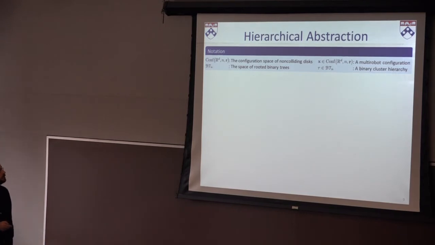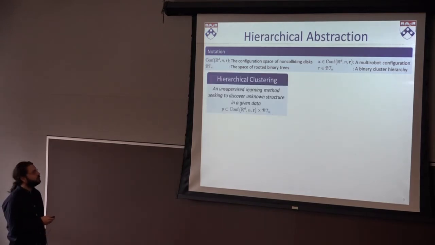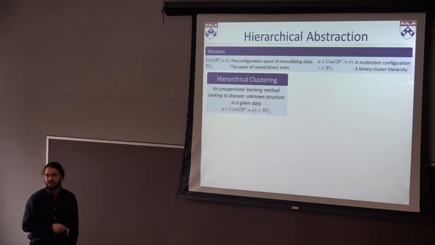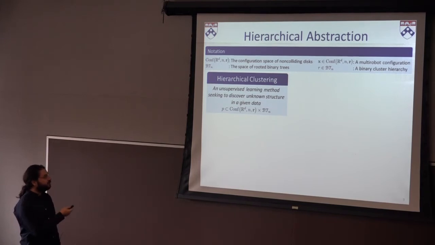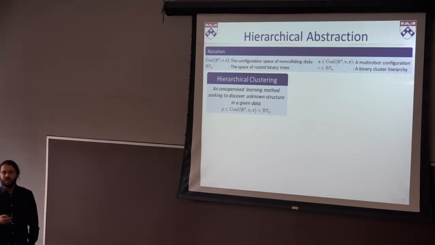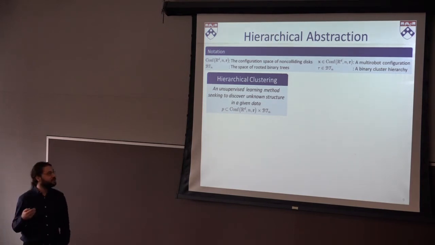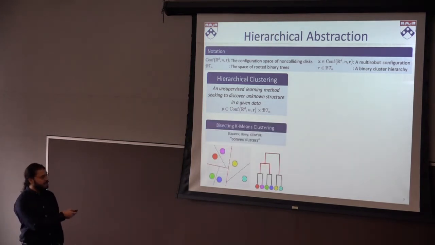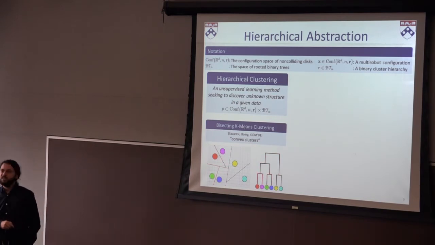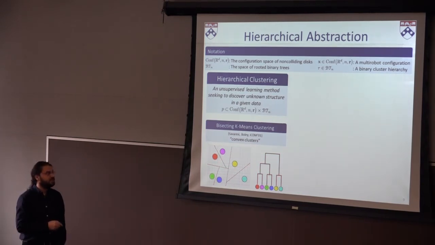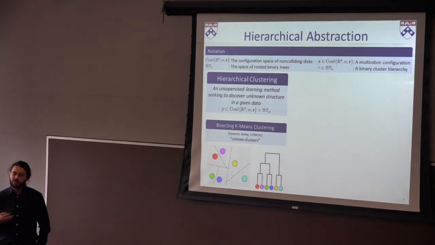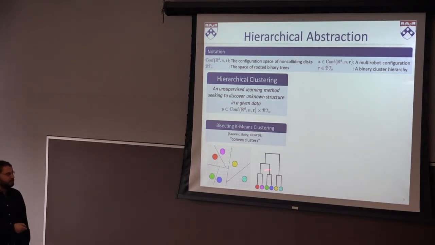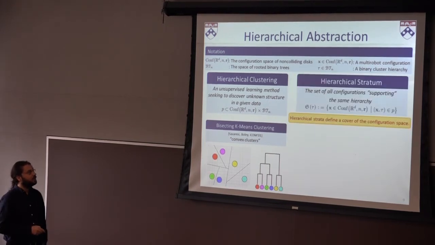So here is some notation. In addition to configuration space, we will have the rooted binary trees over N leaves, and we will have tau as a binary clustering hierarchy. As I mentioned before, hierarchical clustering will be a relation from the configuration space to binary trees. To demonstrate an application of this idea, we will consider specifically bisecting k-means clustering. It starts with the whole configuration and splits into two using k-means and follows the same idea for each subcluster and obtains a clustering hierarchy as shown in the animation.